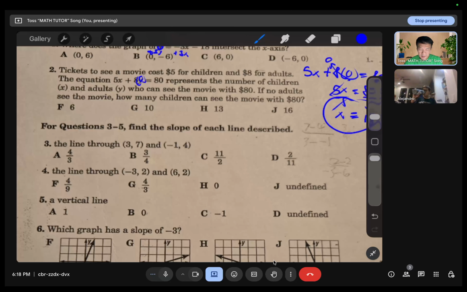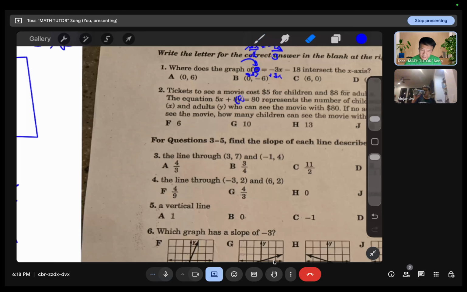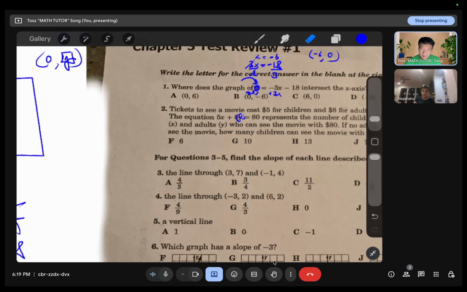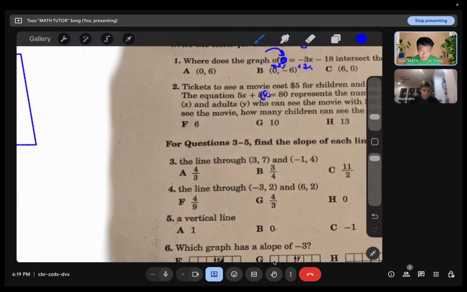Okay. Anyway, good. Line through 2 points here, and you have to find the slope. Do you remember how to do that? Okay, you can do this right here. Do you remember the formula? Or you can tell me how to go ahead and set it up right away.